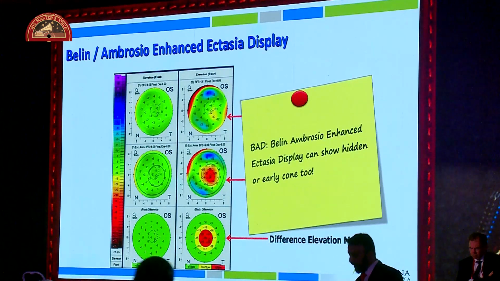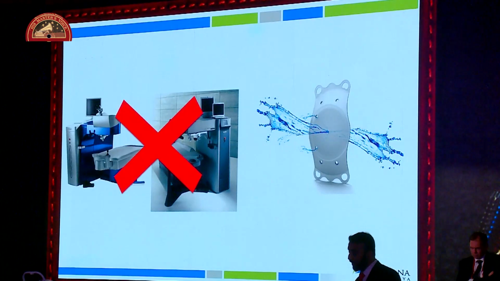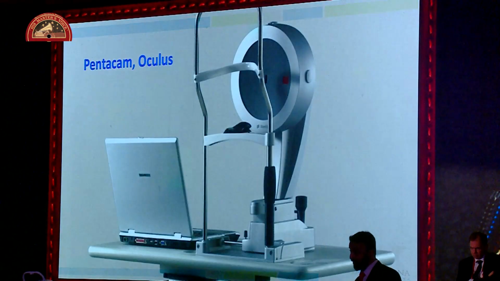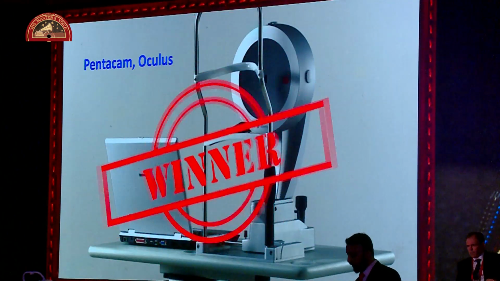Looking at such a thing, we know that these are possibly cases where we should not be looking at weakening the cornea, and maybe a phakic IOL can be better. And that's one of the reasons I would say I like Pentacam.